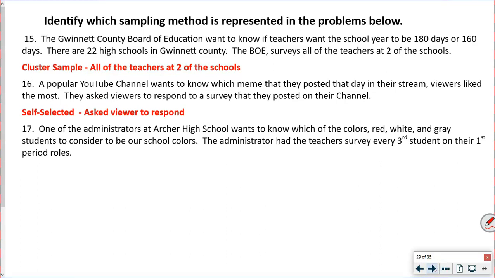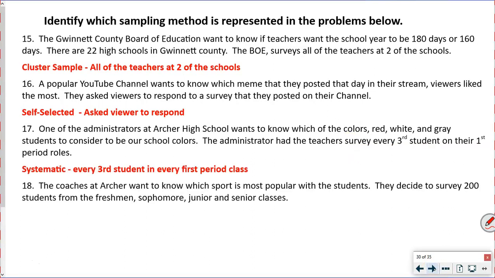Number 17. One of the administrators at Archer High School wants to know which of the colors, red, white, and gray, students consider to be our school colors. So the administrator had the teacher survey every third student in their first period roles. So notice we surveyed every third student in all of first period roles, right? So every third person in every first period class, that's a systematic, right?